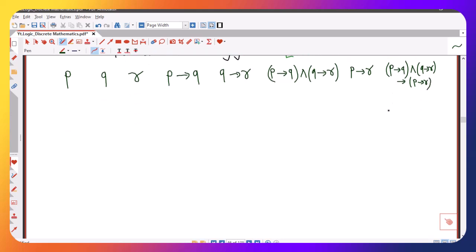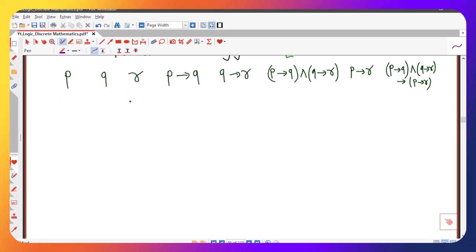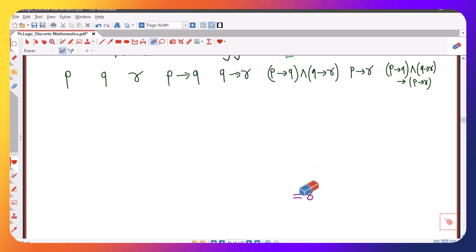And now we have a different situation. In the previous examples which we have discussed up to this lecture, we had only two propositions, and therefore we had only four possible combinations for the truth values of P and Q. Now we have three propositions P, Q and R, and therefore we have 2 raised to 3, that is 8 possible combinations for the truth values of P, Q and R. So how do we write down those possible combinations?